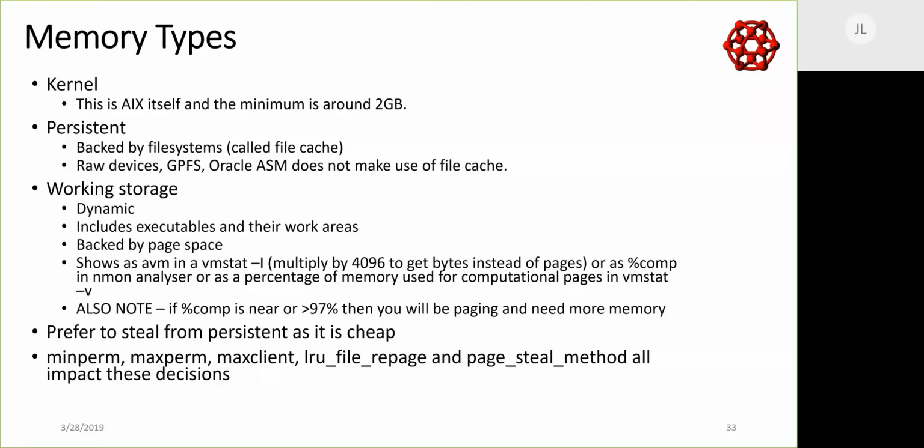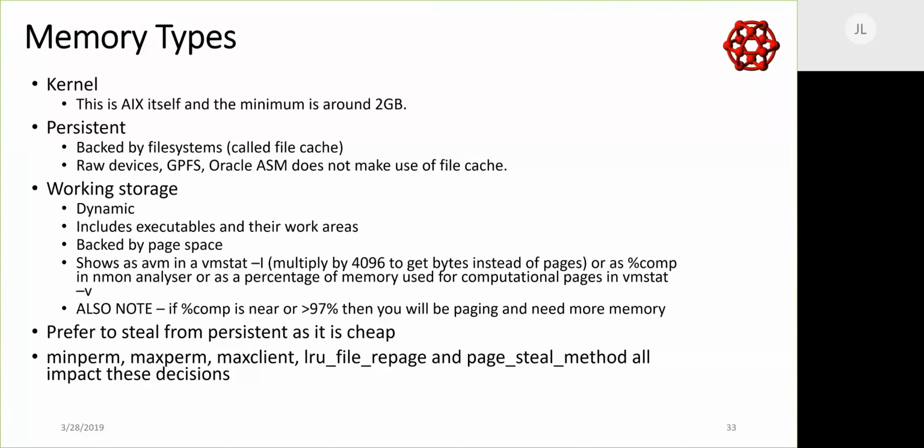Or you can look at NMON Analyzer at the percent computational, or run a vmstat -v and see the percentage of memory used for computational pages. Obviously you want most of the memory to be used for computational versus just for file systems. If that computational gets up very high, and the number that I've been given is near or greater than 97%, you are paging, and the only fix for that is going to be more memory because you've got nowhere to steal it from. I tend to start looking at it when it gets closer to 80% because it takes time to raise the case with management to get more memory, so it's not smart to wait till it gets to 90%.